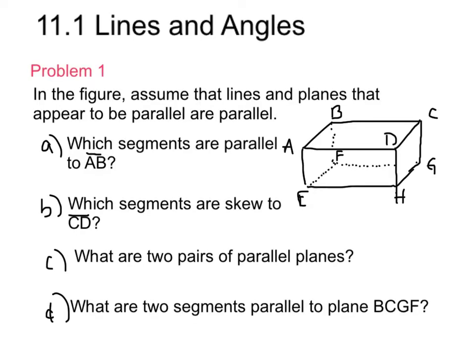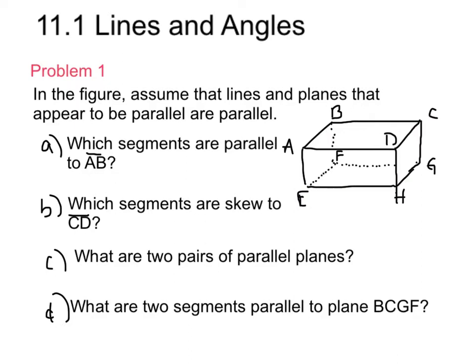All right, now I would like you to look at this example. We are on the top of page 654. This is problem 1. It's not the got it problem, so you do not have to write all of this down, but I just want you to pay attention. You will see that we have a rectangular prism. In this rectangular prism, we have to assume that lines and planes that appear to be parallel are parallel. So we're going to start with A. Which segments are parallel to segment AB?